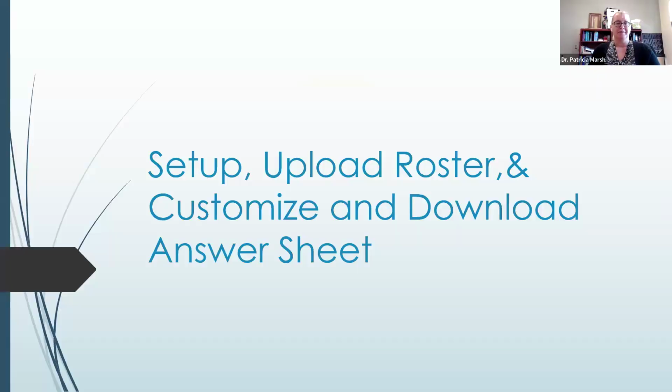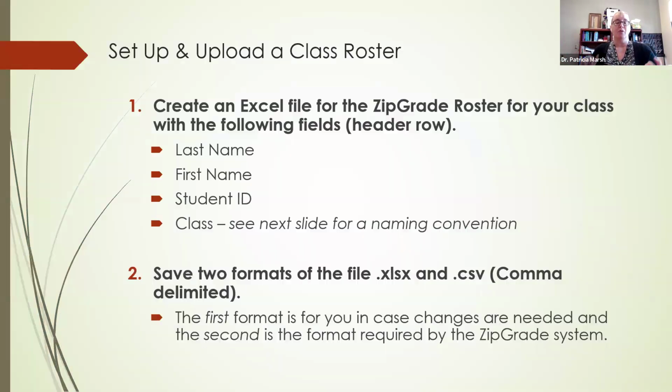So, setting up your class, setting up your roster, and eventually customizing your answer sheet or bubble sheet for your exam. So it all starts with creating what I call the Zipgrade roster. It's just an Excel file. You'll change the file format when you're actually ready to save it and upload it into Zipgrade.